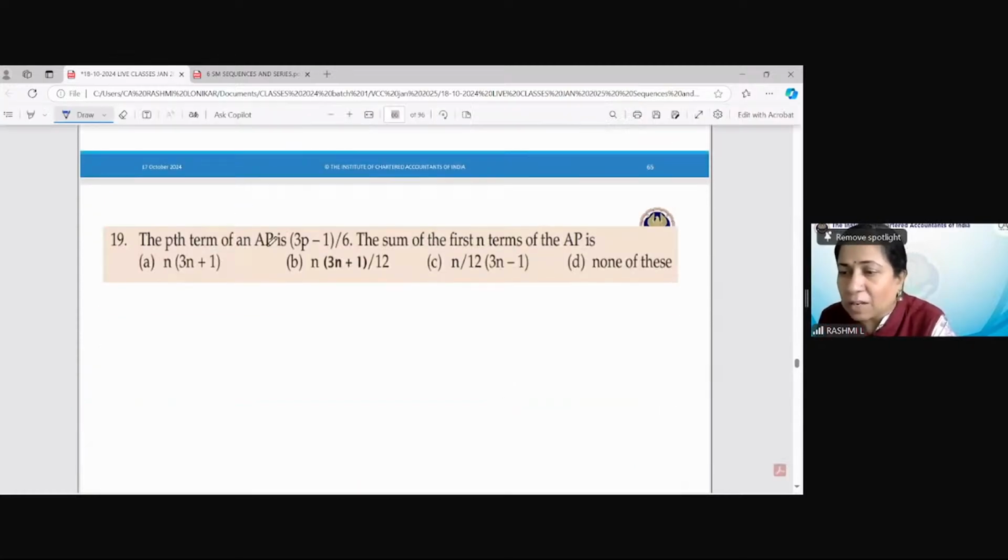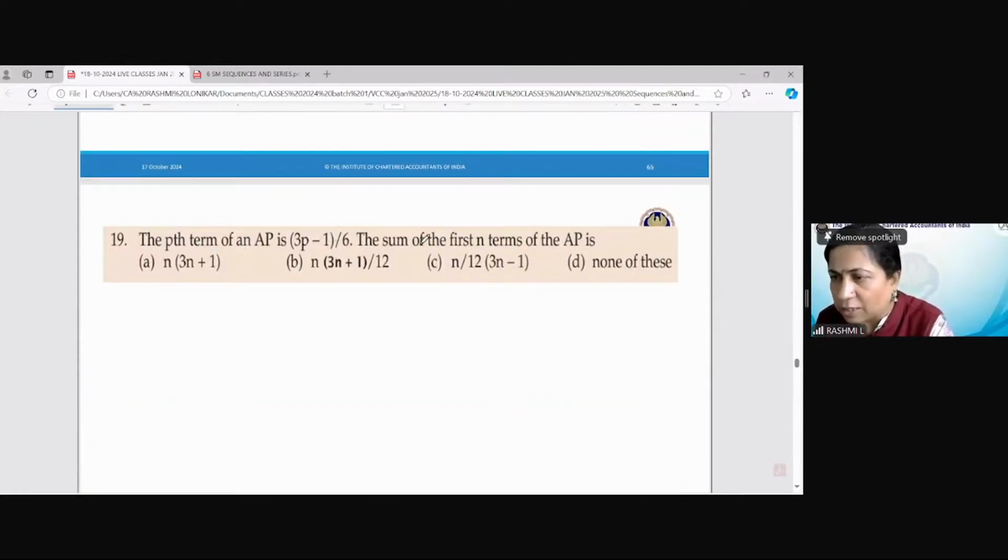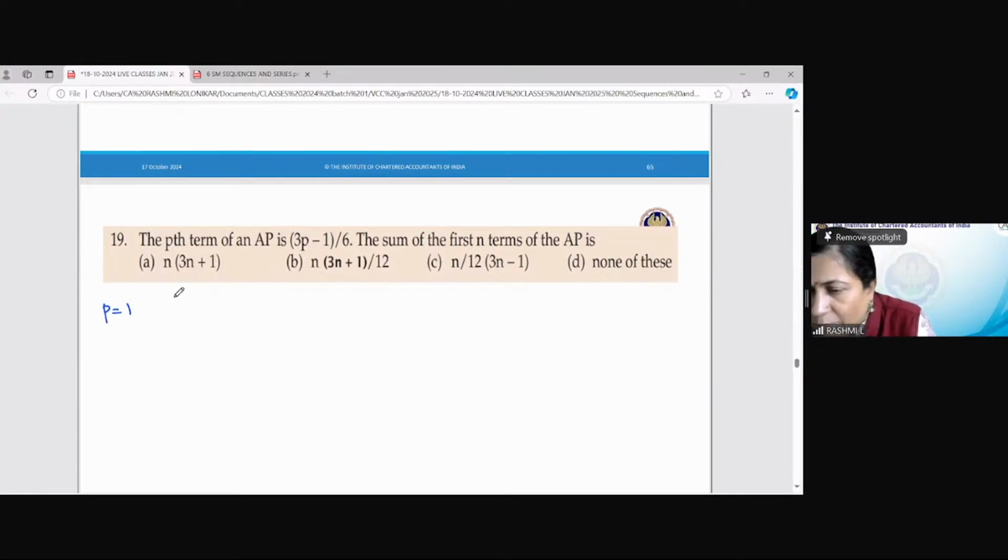The pth term of an AP is 3p minus 1 upon 6. The sum of the first n terms of the AP is given by. Okay, so for this, let me find the AP first. If P is 1, then my T1 is how much? 3 minus 1 upon 6, which is equal to 2 by 6, right.